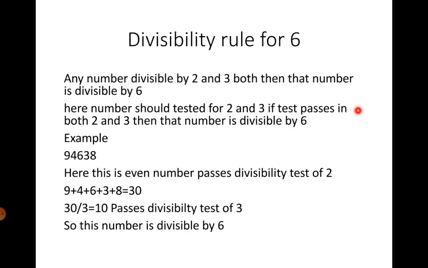And divisibility rule for 6. Any number divisible by both 2 and 3 is divisible by 6. The number should be tested for 2 and 3, and if it passes both tests, then that number is divisible by 6. For example, 94,638. Here the last digit 8 is an even number, so it is divisible by 2, and the sum of the digits is 30, which is divisible by 3, so it passes the test for 3. It passes both tests 2 and 3, so this number is divisible by 6.